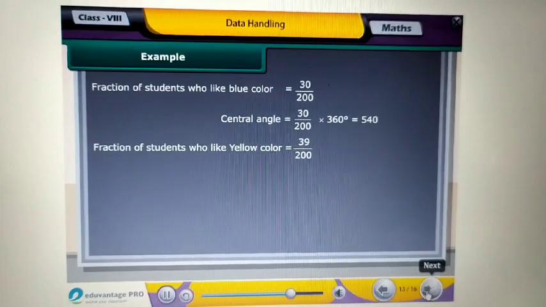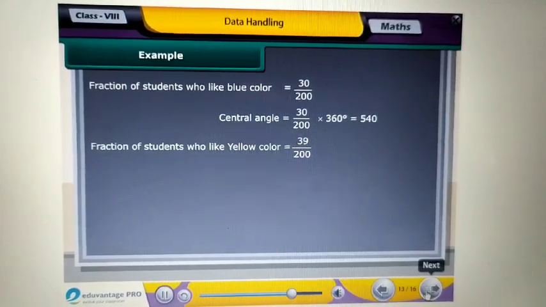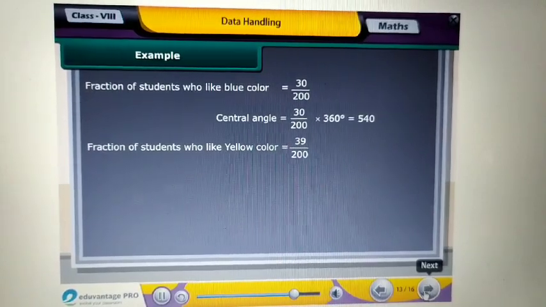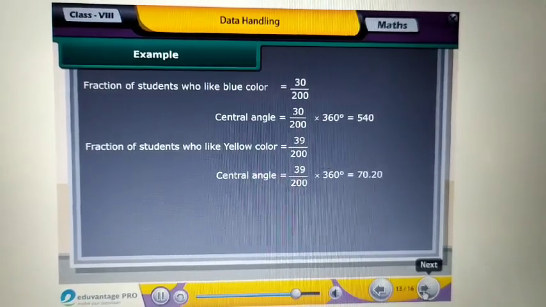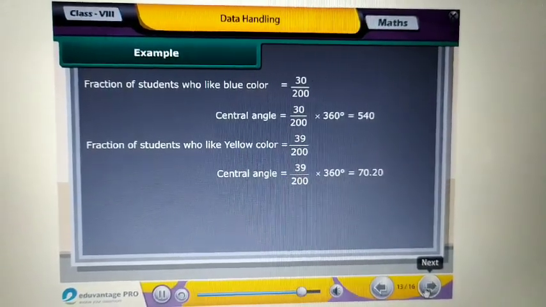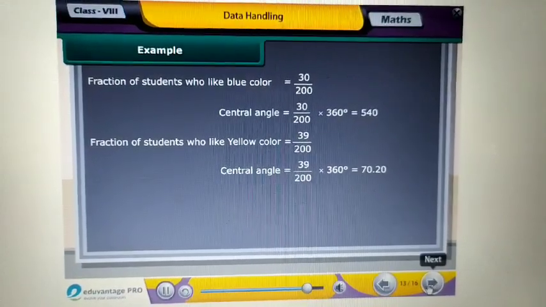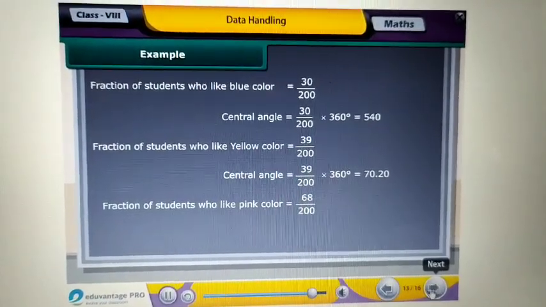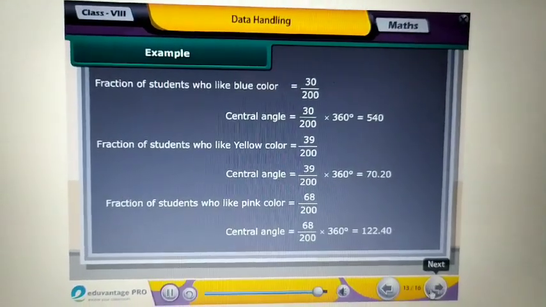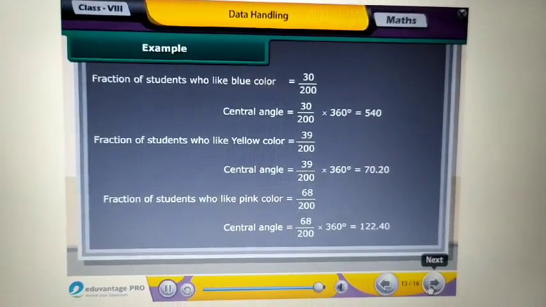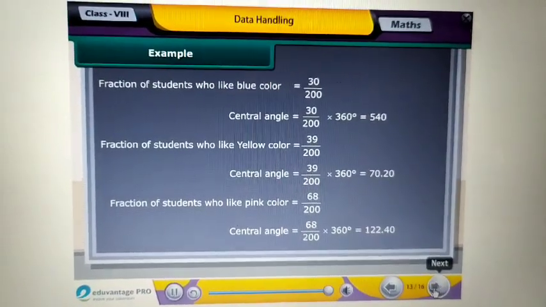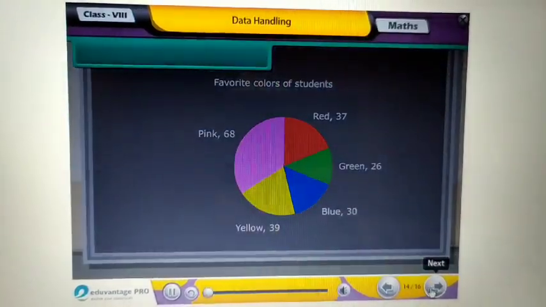Fraction of students who like yellow color is equal to 39 upon 200. Now central angle is equal to 39 upon 200 times 360 degrees, which is equal to 70.2 degrees. Fraction of students who like pink color is equal to 68 upon 200. Central angle is equal to 68 upon 200 times 360 degrees, which is equal to 122.4 degrees.